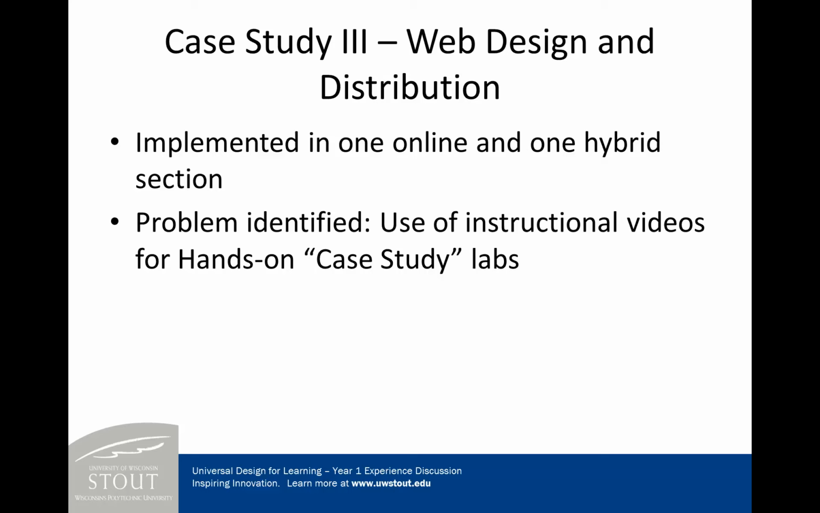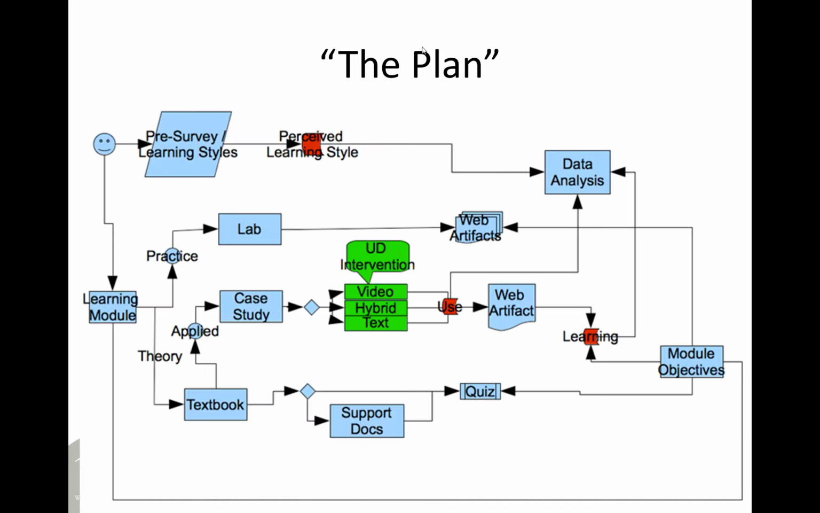So that's where I designed my intervention. And so I came up with a plan. And this is the plan that I came up with to design my universal design for learning for last year. And it started off with the student, and what I wanted to look at is their perception of their learning styles. So I had them do a survey of their learning styles. And then I've got a series of learning modules, each week they have one of these learning modules, and that module has a set of objectives.